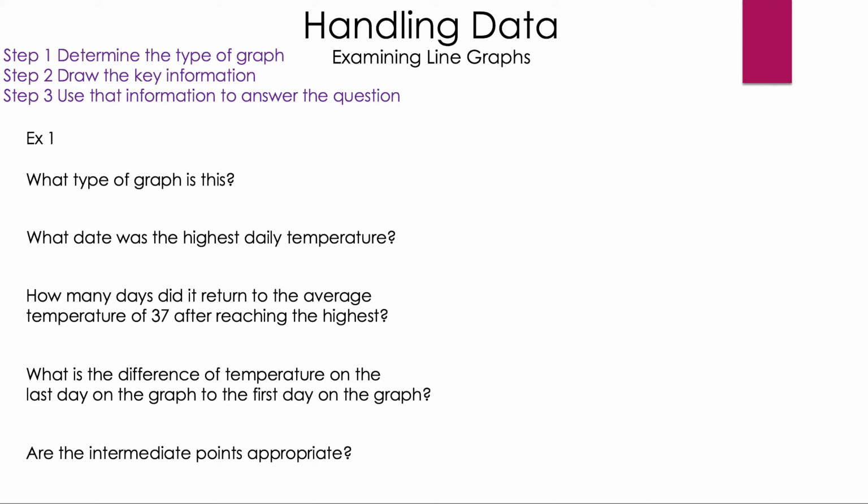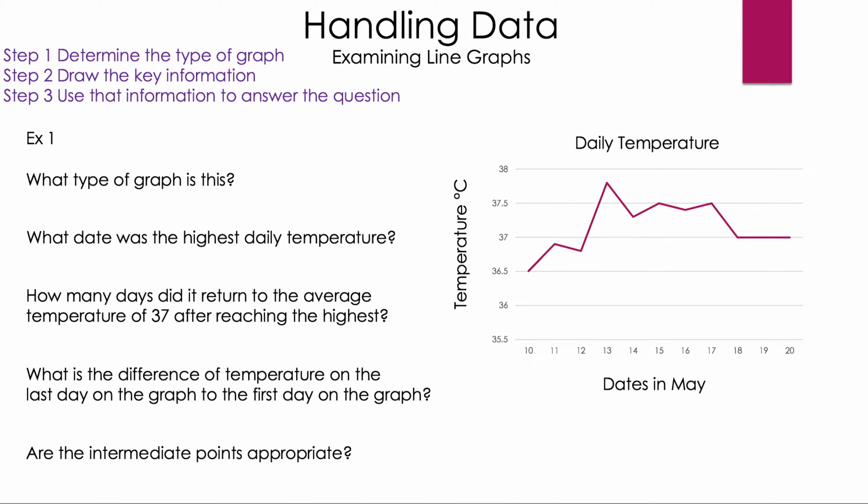Let's take a look at the steps to solve questions in order to examine line graphs. Step 1, determine the type of graph. Step 2, draw the key information. Step 3, use that information to answer the question. So here is the graph, and it shows daily temperature in dates in May. What type of graph is this? It is a line graph.